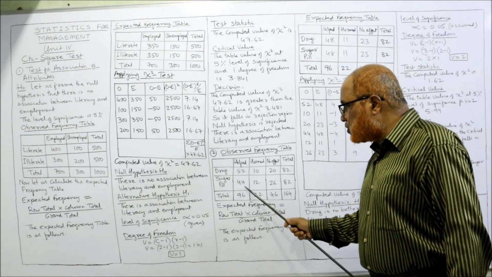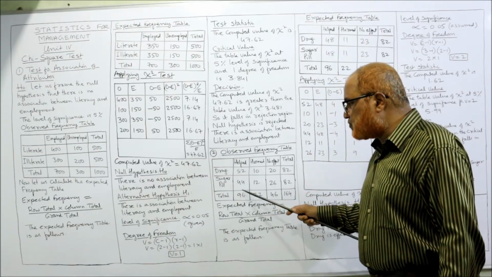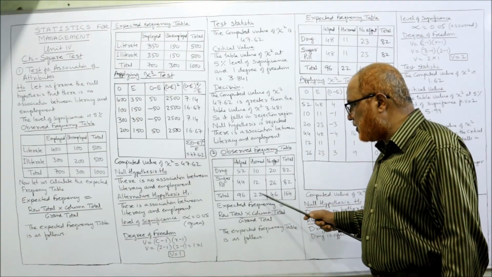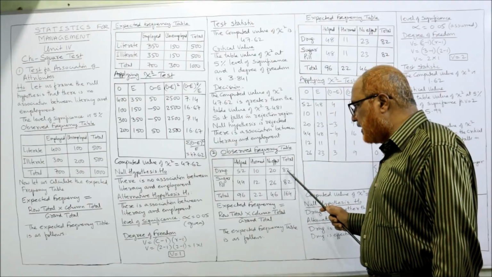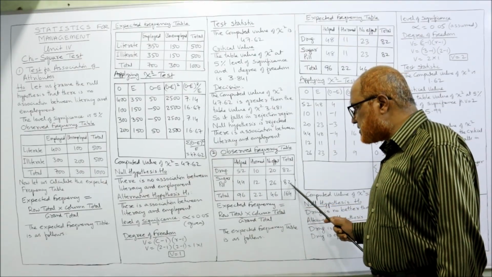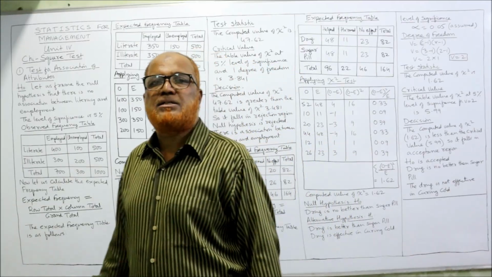This is the observed frequency given in the problem. Now the totals: 52 plus 44, 96; 10 plus 12, 22; 20 plus 26, 46. Row wise: 52, 10, 20, 82; 44, 12, 26, 82. This is called the observed frequency table.